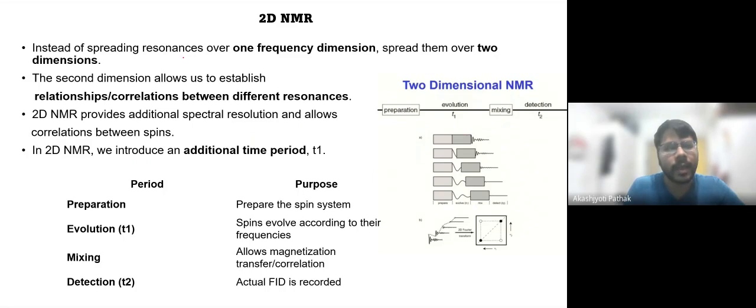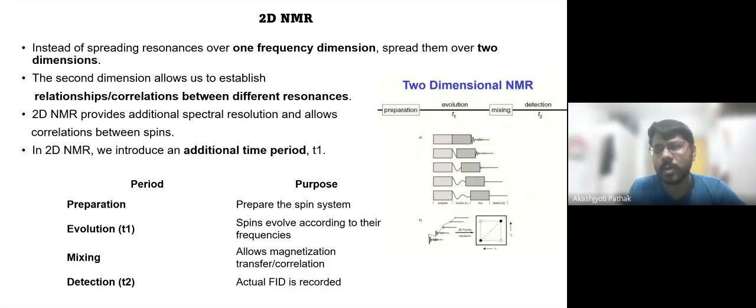So instead of spreading the resonances over one frequency dimension, in 2D NMR the resonances are spread over two dimensions, F1 and F2. This second dimension allows us to establish the relationship or correlations between different resonances.